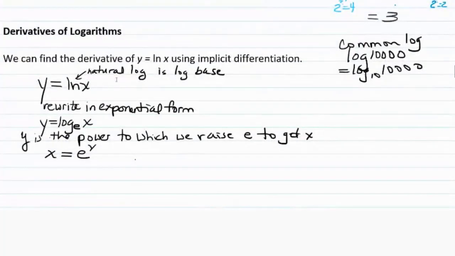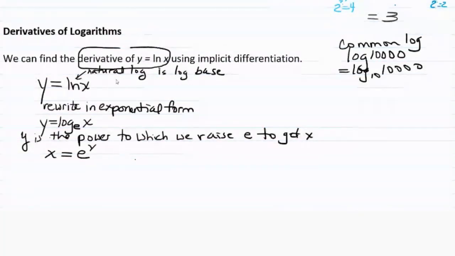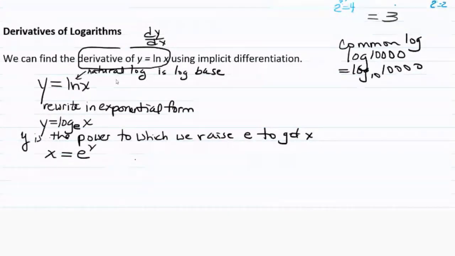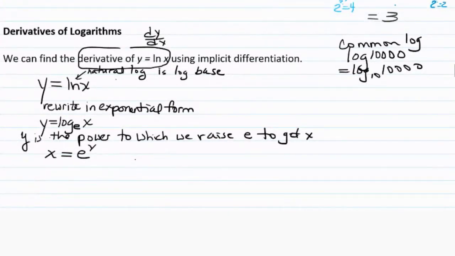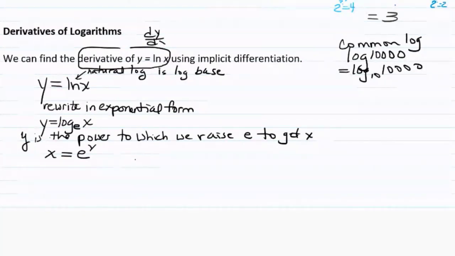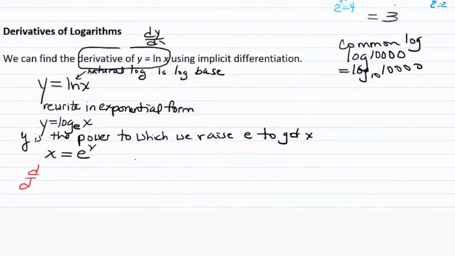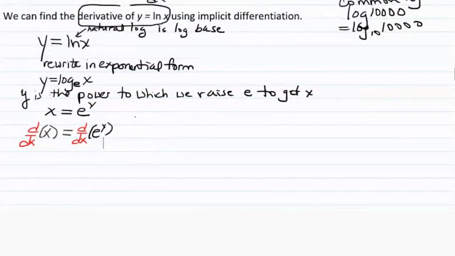All right, so now what we're going to do is remember our goal. Our goal is to find the derivative of y equals natural log of x. So we're looking for dy dx, in other words. So we're going to use implicit differentiation to find that derivative. So I'm going to differentiate on both sides with respect to what variable? X. Good. So we're going to take d dx of both sides of this equation. Okay. So on the left, we're going to just get 1. The derivative of x with respect to x is 1.